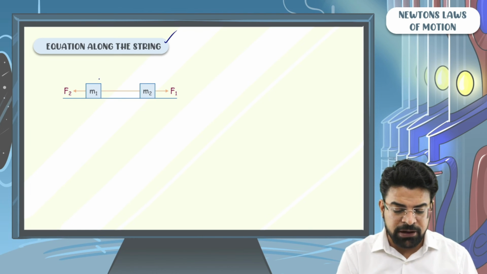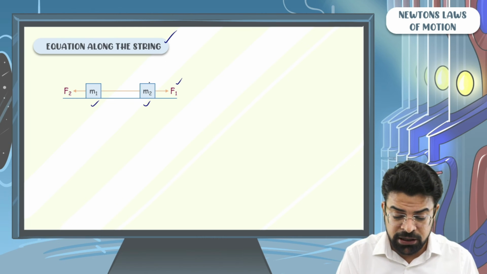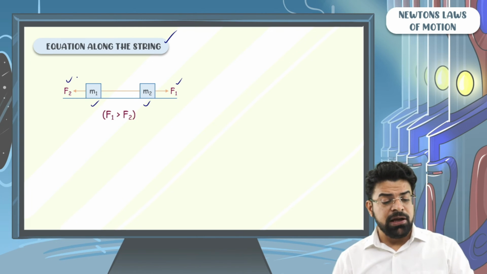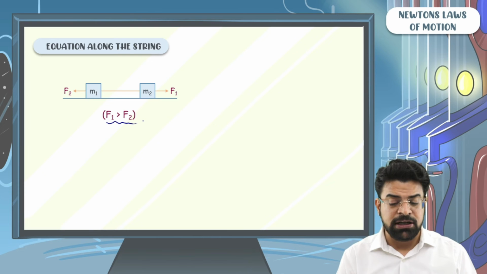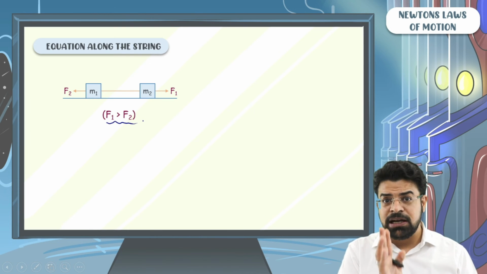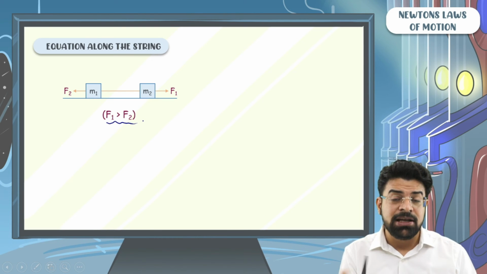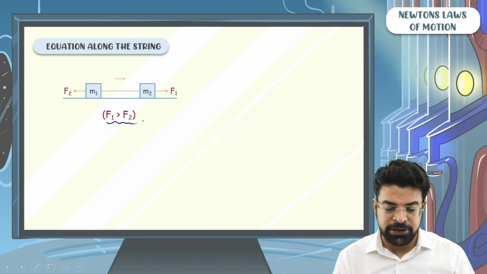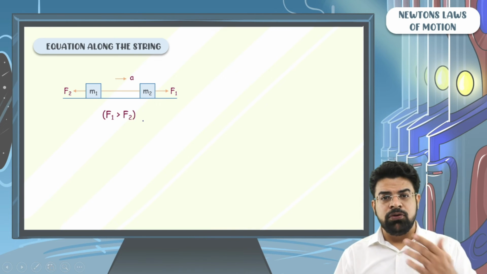We know that if we have two blocks, let's say of mass m1, m2, and two forces are acting on them, f1 and f2. If it is told to us that f1 is greater than f2, we know that since the net force on this system is towards the right, it will have an acceleration towards the right. What will be the value of this acceleration?